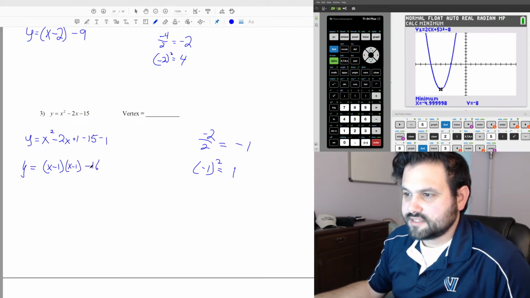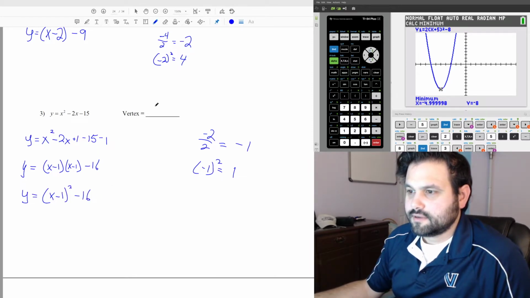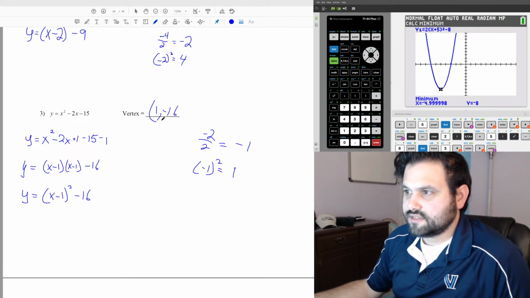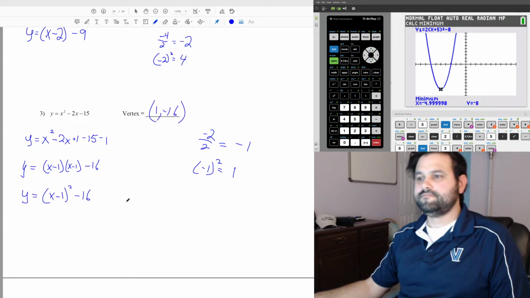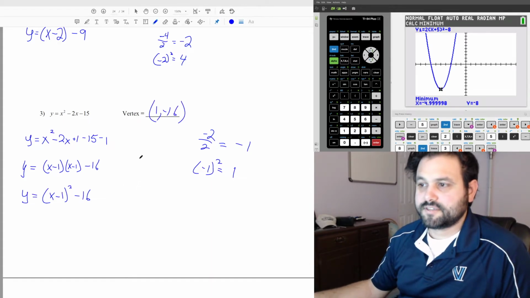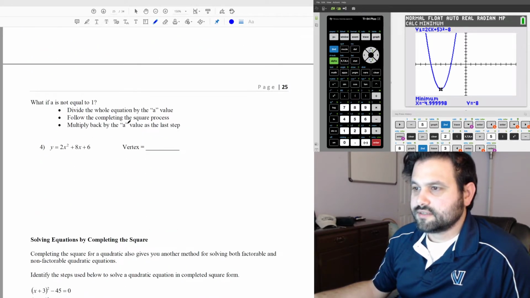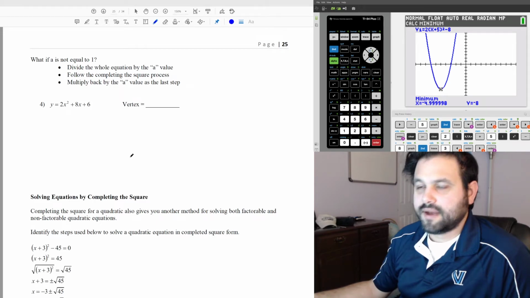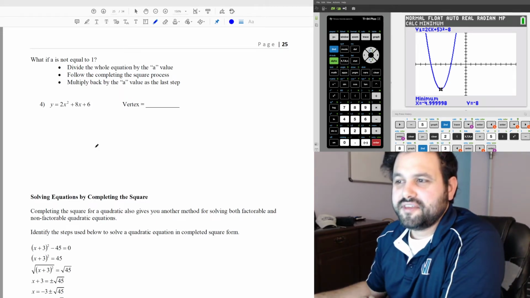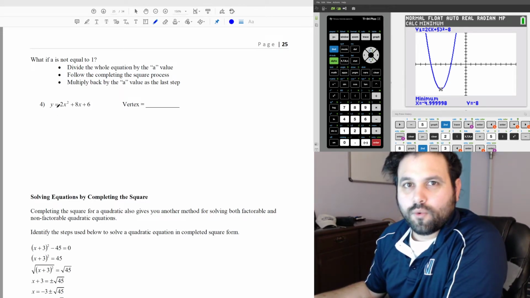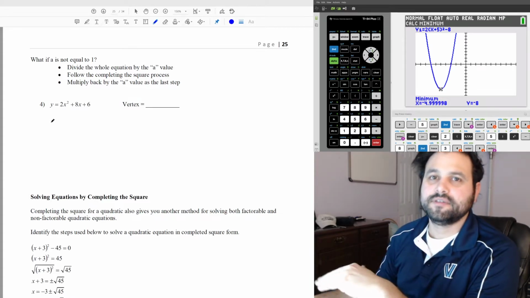These combine into -16. So we get x minus 1 squared minus 16. And so our vertex is 1, -16. All right, it's completing the square. So what we can do with this, and before we do that, let's talk about what happens if the A value is not 1. So there's one extra step to this.